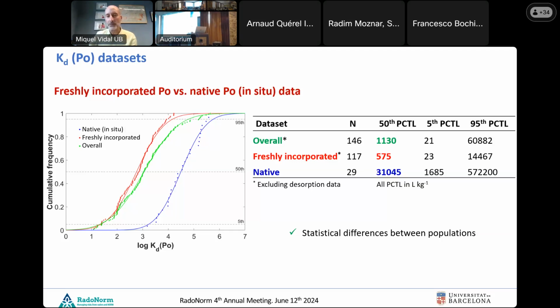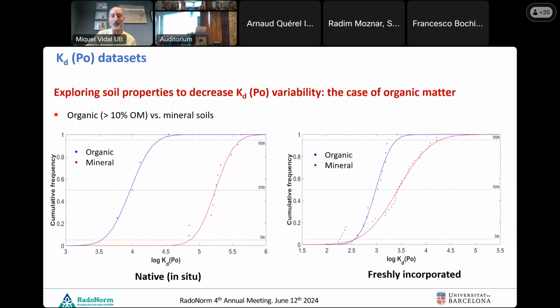As you may see, there is much difference between the Kd best estimates, with different orders of magnitude. We have native data that can be, as a mean value, as a 50th percentile, as high as 30,000, whereas for freshly incorporated it can be, with data in the literature affected by a large variability, it's true, as low as 500. So in that case, this simple approach permits us to derive a more representative Kd according to the source term. But we can also incorporate additional factors, like for instance, soil properties.